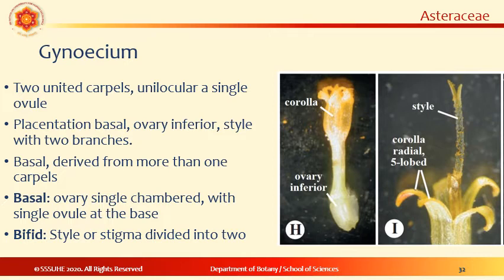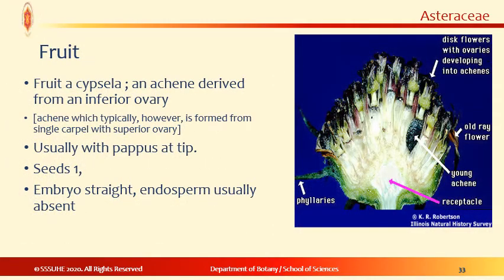So basal placentation is derived from more than 1 carpel. Fruit is a cypsela, which is an achene developed from an inferior, unilocular ovary. In the Asteraceae, books use cypsela and achene interchangeably. The fruits have a pappus tip, meaning hairy-like extensions. Seeds are 1, embryo is straight, endosperm is usually absent.